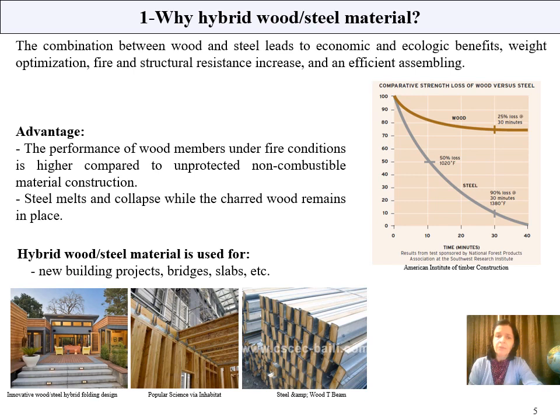The performance of wood members under fire conditions is higher compared to unprotected non-combustible material construction, and steel melts and collapses while the charred wood remains in place. Some applications according to the combination between wood and steel elements: new building projects, for example, bridges, slabs, roofs, different examples.